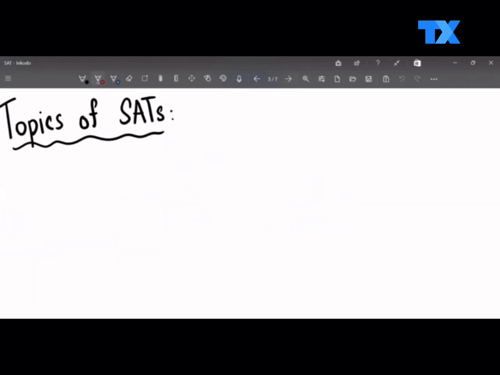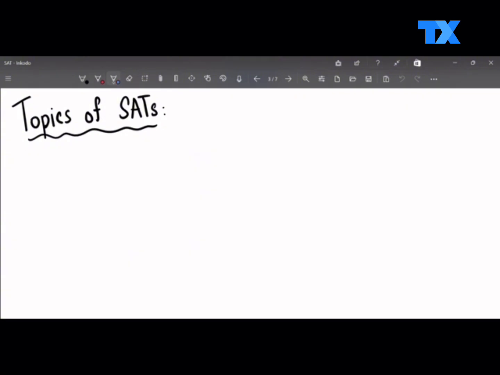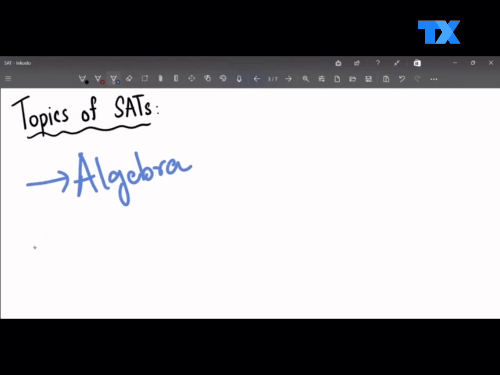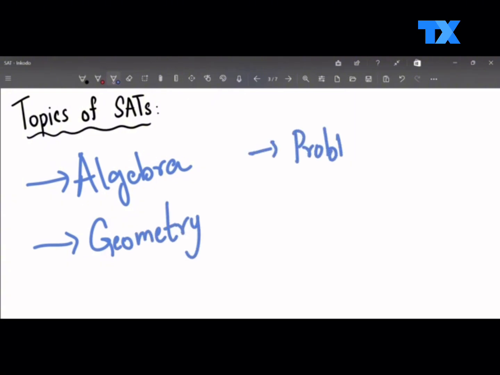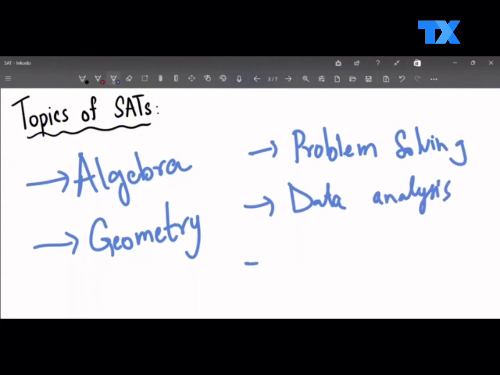Now let's look at the topics of SATs. The main topics in SATs are algebra. You should have a very good knowledge of algebra if you're planning to take the SAT exam. Then you have geometry. Geometry is not so in detail, but still it's present. Then you have problem solving, you have data analysis, and you have additional mathematics questions.